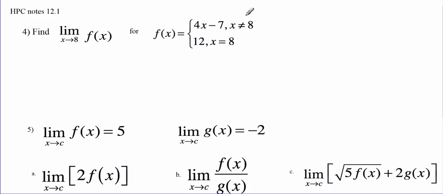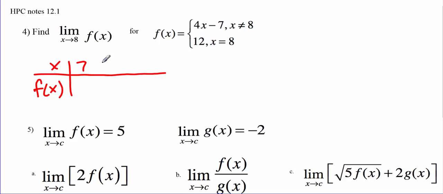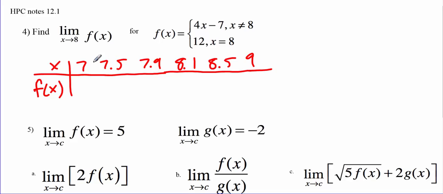Well, let's go ahead and do this the same way we've done the last couple, where we create a little chart to compare our values. So I'm going to use x, and I'll just go with f of x since that's what they're calling it here. We could use y, that would be fine. But again, we're trying to approach 8. So I'm going to use maybe 7, 7.5, 7.9, and then I'll repeat that pattern on the other side of 8, 8.1, 8.5, and finally 9. And then our job is, at this point, to plug in these values.